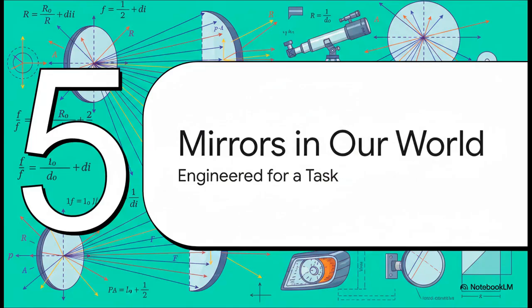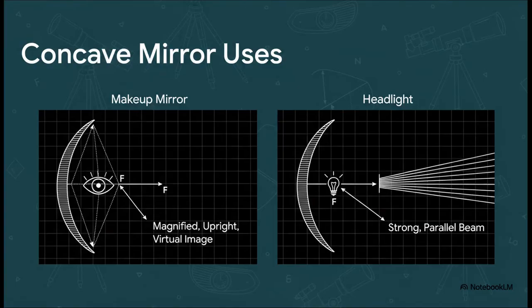Okay, enough theory. Let's connect this physics back to the real world and see why these properties matter so much. Why would an engineer pick one type of mirror over the other? Well, concave mirrors are masters of magnification and focus. Think about a makeup mirror. You put your face inside the focal length, and boom, you get a big, upright, virtual image. Or a car headlight. You put the bulb right at the focus, and it shoots out a powerful, parallel beam of light. It's all about precision.